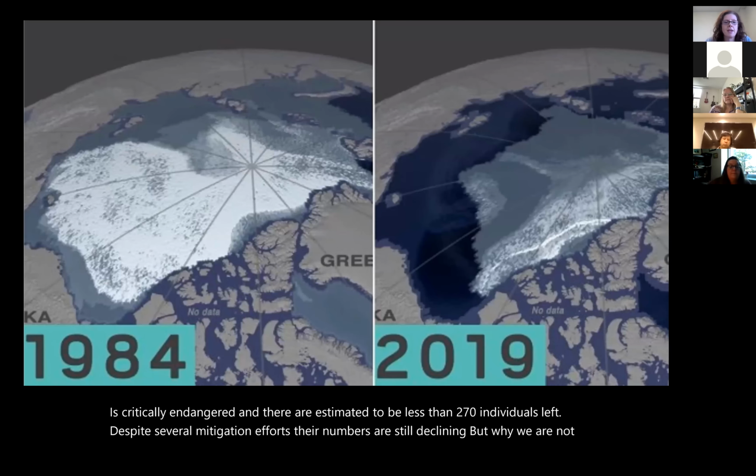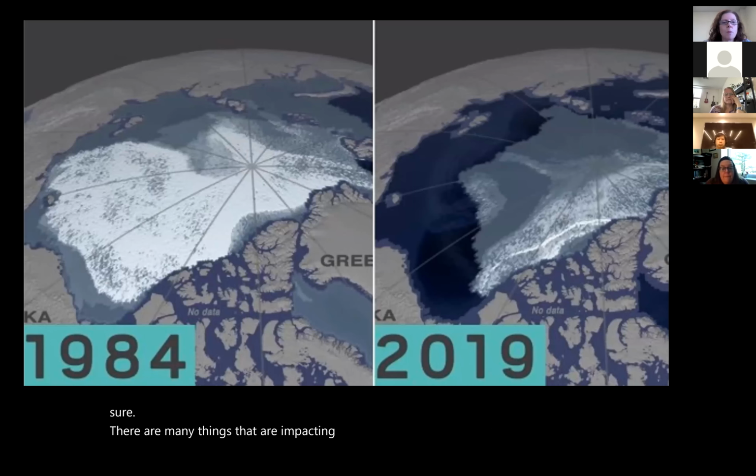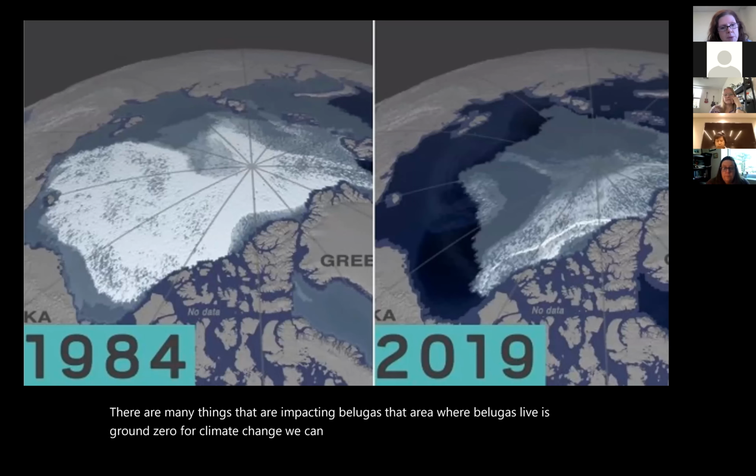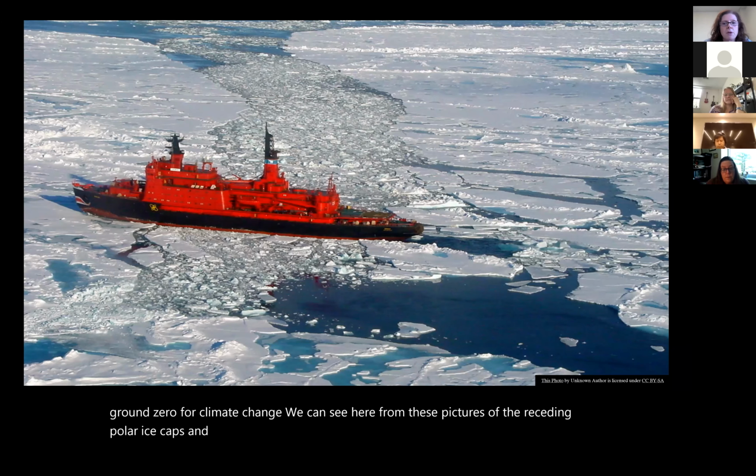Well, there are many things that are impacting belugas. The area where belugas live is ground zero for climate change. We can see here from these pictures of the receding polar ice caps. And this melting sea ice is opening up new shipping routes for increasing vessel traffic. And it's also increasing oil and gas drilling and exploration.